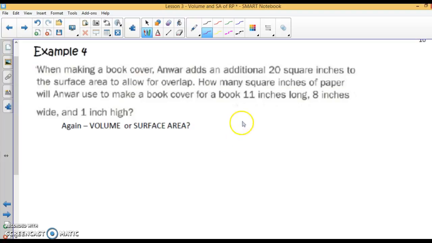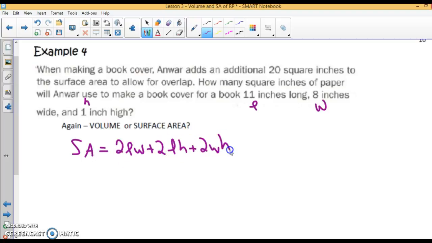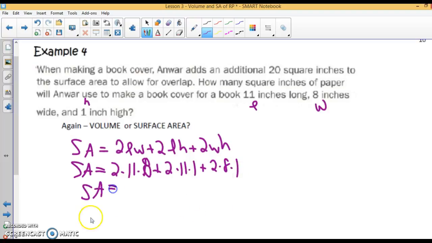So, I'm going to call this the length, the width, the height. So, surface area: 2 length width, plus 2 length height, plus 2 width height. And if I substitute 2 times 11 times 8 plus 2 times 11 times 1 plus 2 times 8 times 1, I get my surface area is 214. But in the original problem, they said he wants to add an additional 20 square inches for overlap. So 234 square inches.